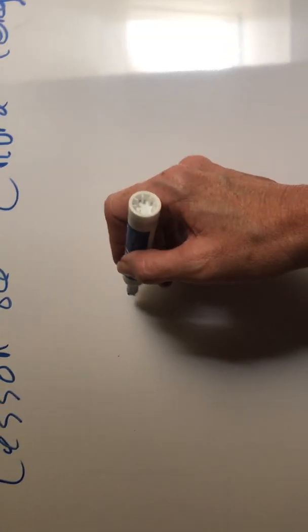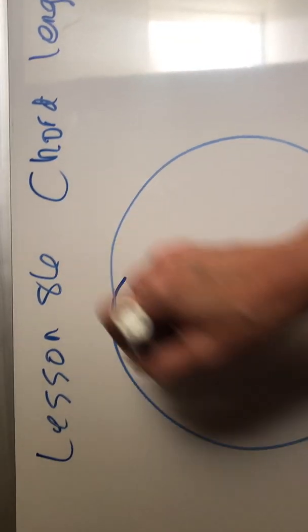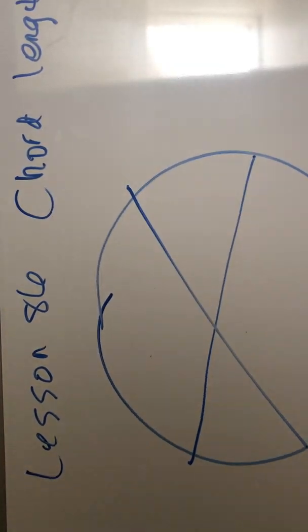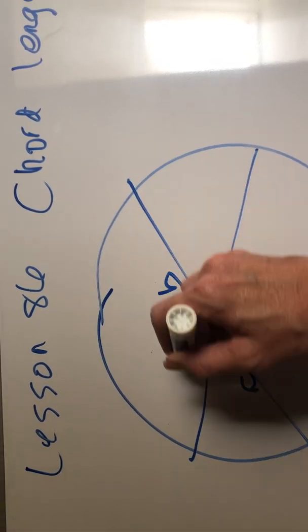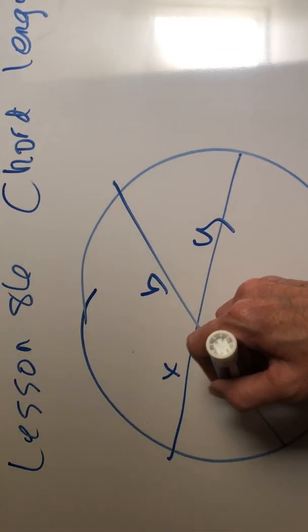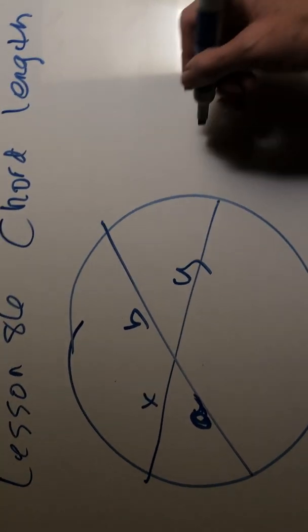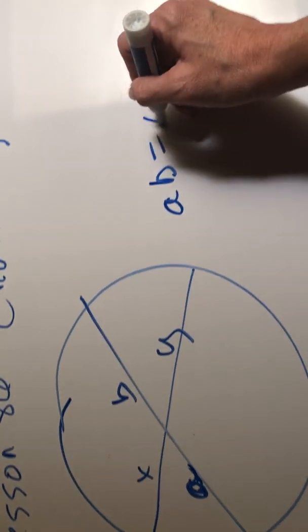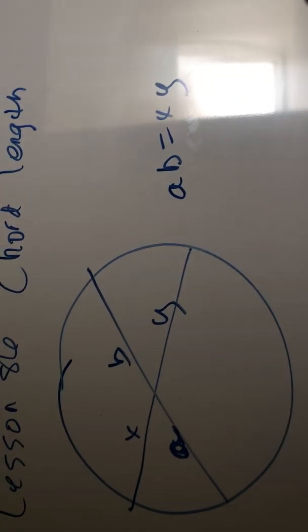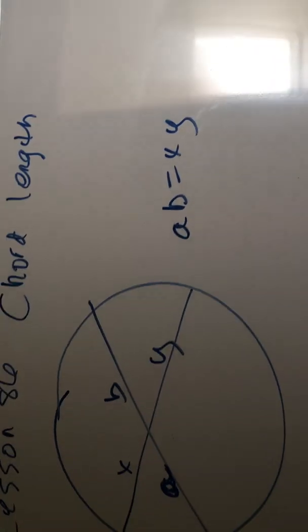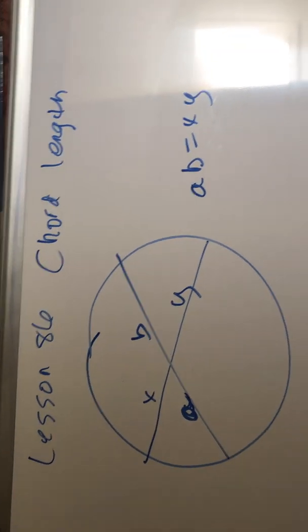And so you have a circle. You've got two chords that intersect each other. We'll call this A and B, and this is X and Y. And you're going to want to find a piece of it. So A times B equals X times Y is what you set up every time. Like that's the lesson right there, is that's how you set up to find chord length.